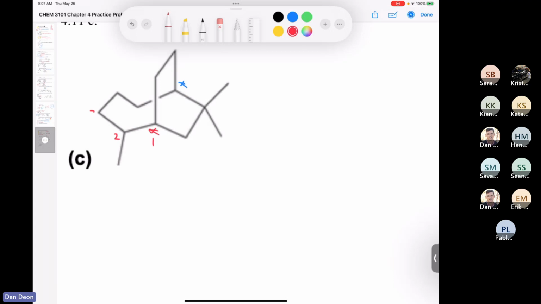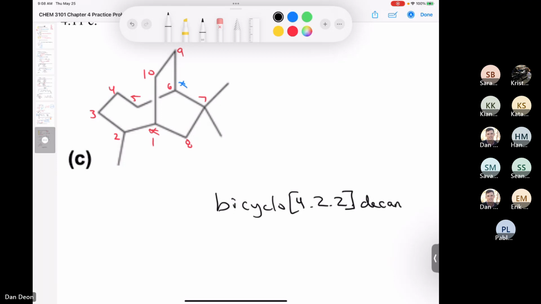1, 2, 3, 4, 5, 6, 7, 8, 9, 10. Something like that. So this is some kind of bicyclo 3, 2, 2. Is it 1? No, sorry, 4, 2, 2. My mistake. 4, 2, 2 decane.